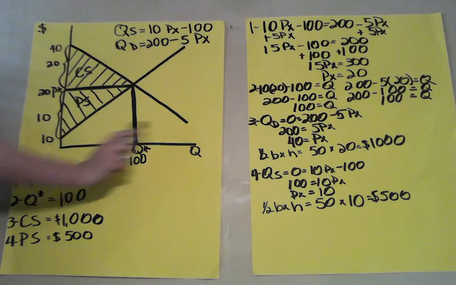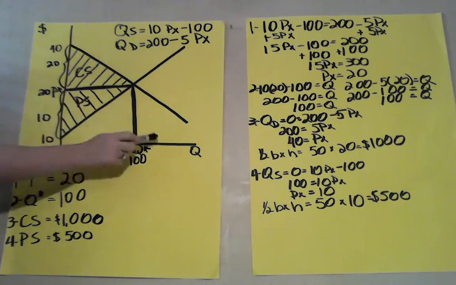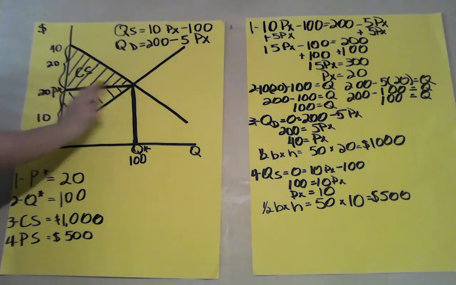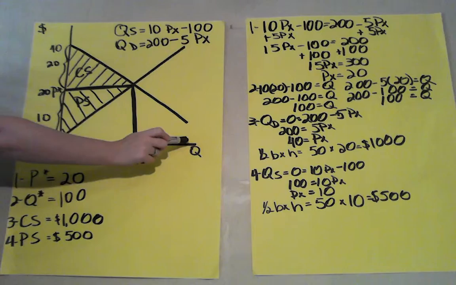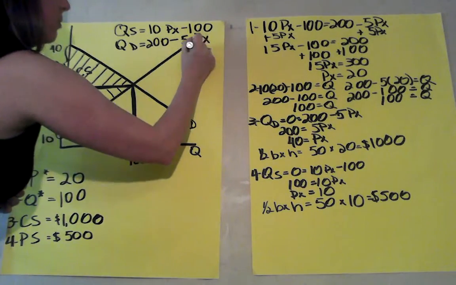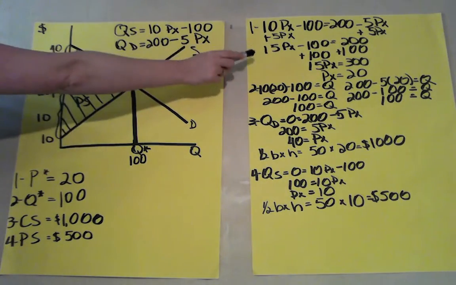So we draw our graph, we label it with the price and the quantity, and our Q star, P star, and then we have our demand and our supply curves, and we can begin to do the equations to solve for these four. So the equations are over here.